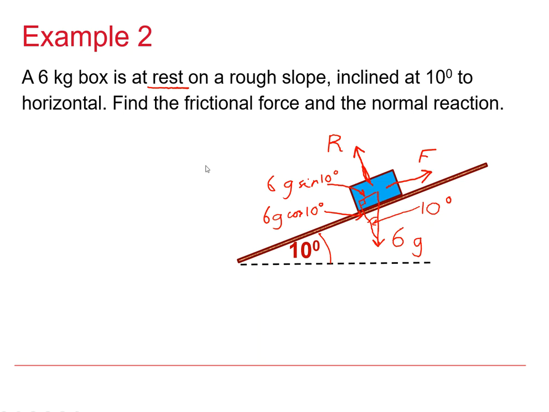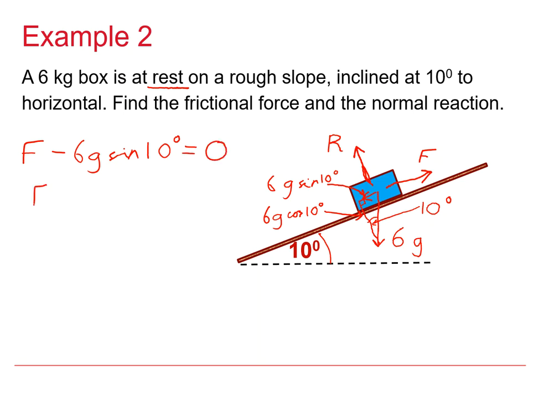Now, we're ready to apply Newton's first law. Because this is at rest, we know that those forces must balance. So let's start with the thing which is going to give us the frictional force. If we define up the slope to be the positive direction, then we've got F acting in the positive direction, and we have minus 6g sine 10 degrees, because that 6g sine 10 degrees is acting down the slope, and that must equal 0.